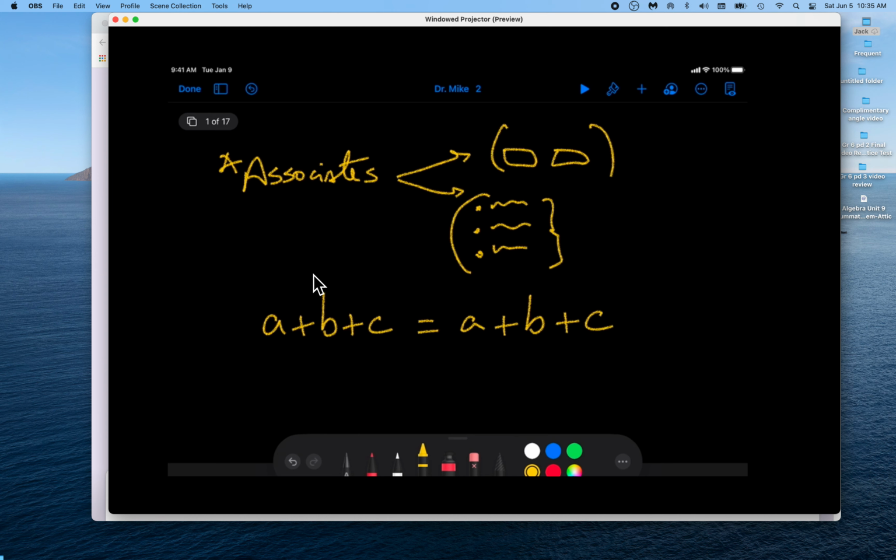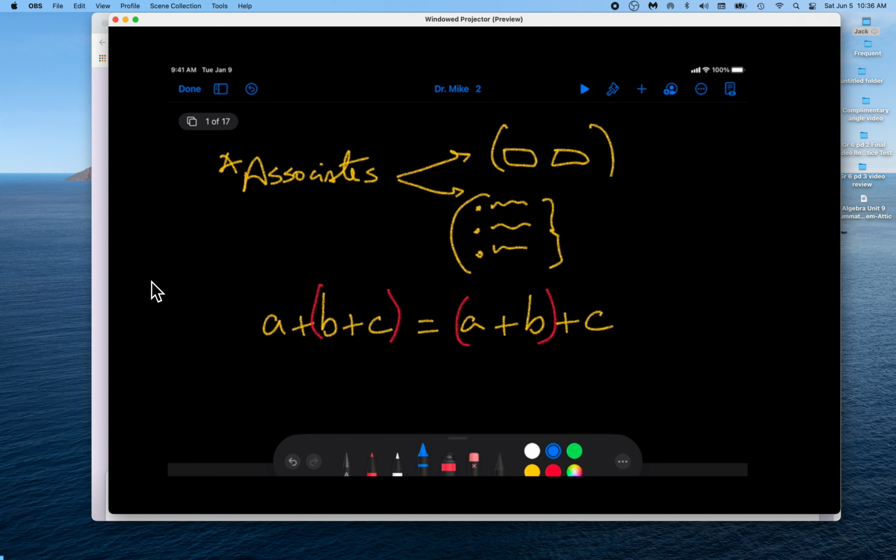Okay, when we look at this equation, we know that to be true. But what is also true is that you are allowed in this particular situation to associate with parentheses the B plus the C and the A plus the B, and you would get the same result. So when you see the word associate, think parentheses.